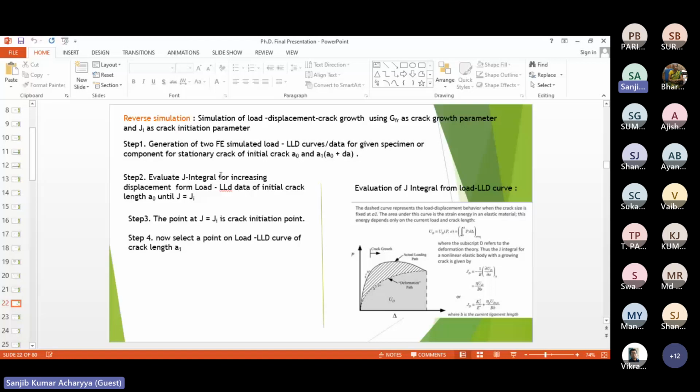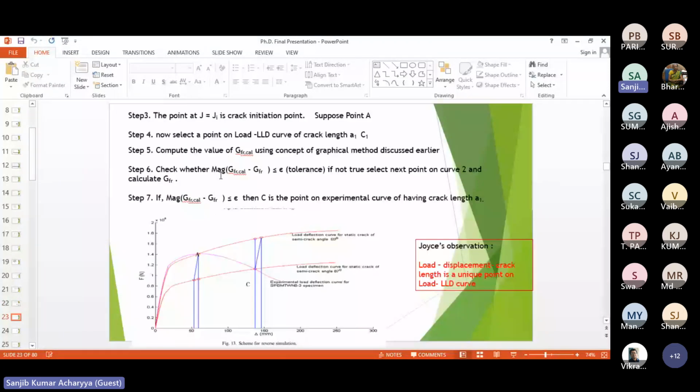We are now ready for crack growth to occur. Now crack growth is going to occur because J has reached the value J initiation. So this point is marked on the stationary crack curve. If we go to the next slide, here you look, this point A is on the simulated curve for crack length A. And here the value of J becomes Ji. So this is a point where some crack growth will take place.